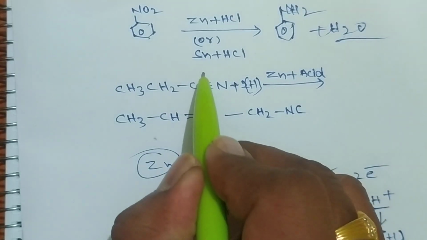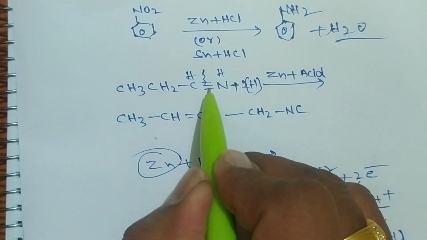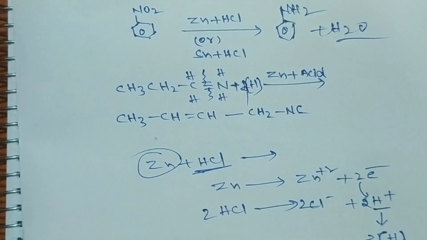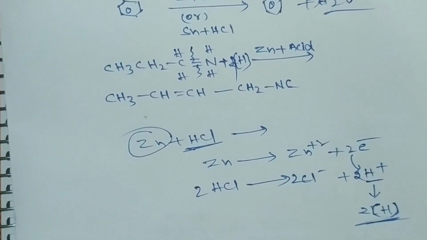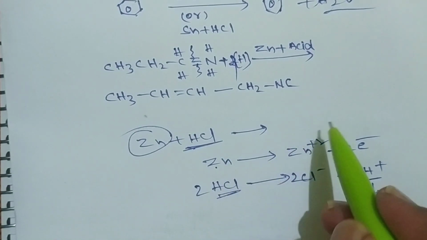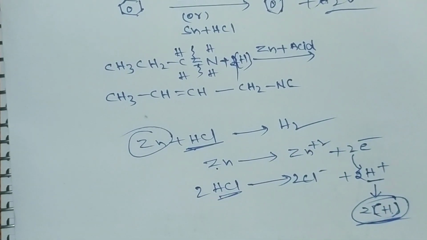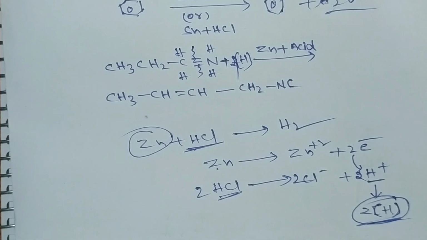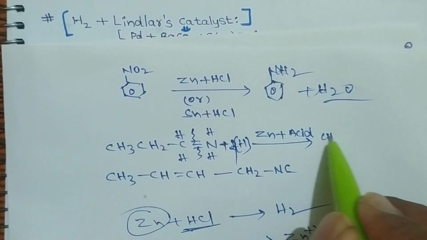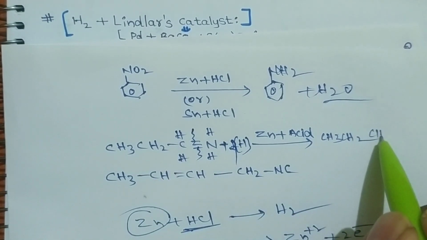Then this pi bond is broken. Here addition of hydrogen, here addition of hydrogen. That means we are taking 4 moles. Like this, we get hydrogens whenever metals are reacting with acids. Metals reacting with acids always provide hydrogens. Finally what we are going to get is CH3CH2CH2NH2.